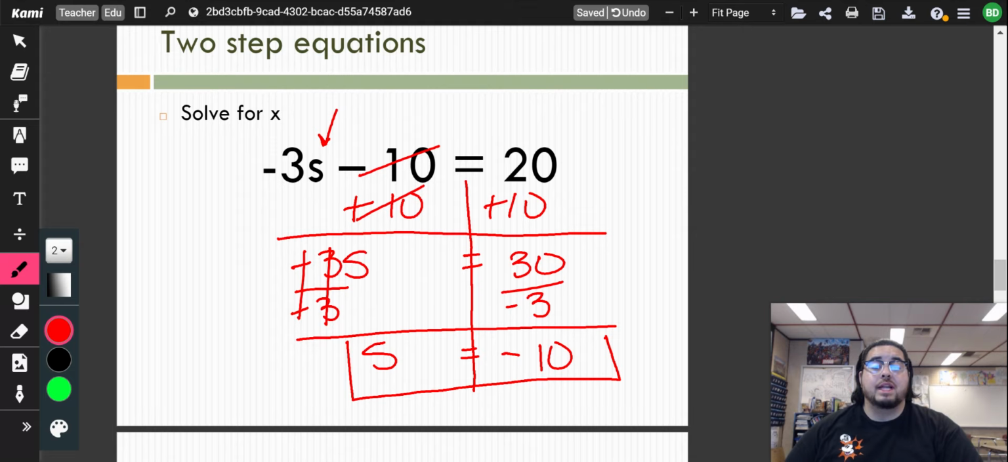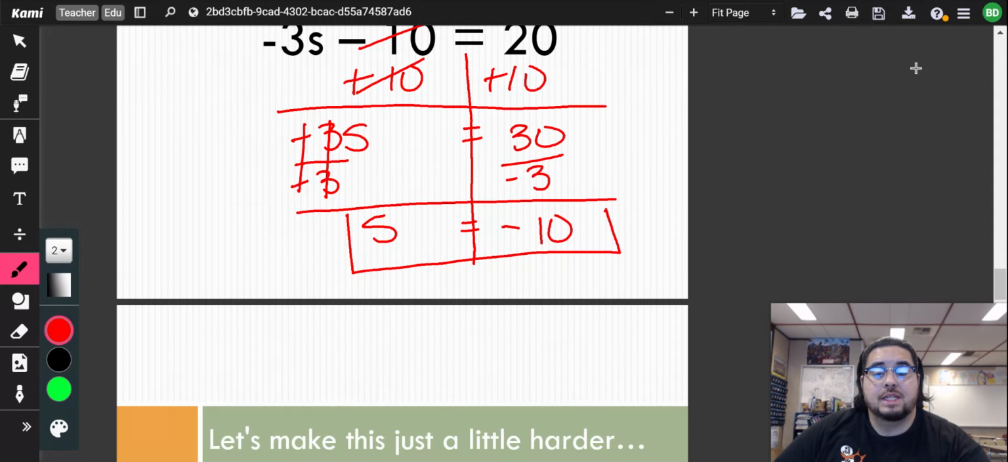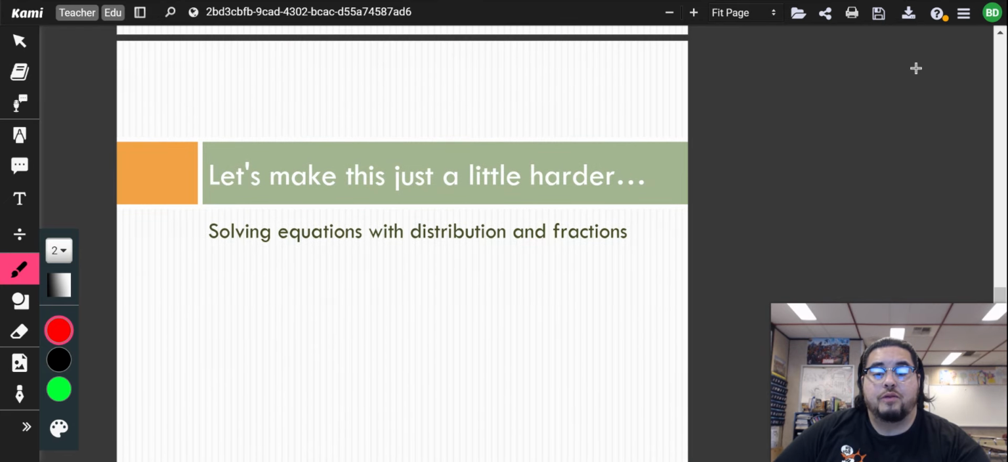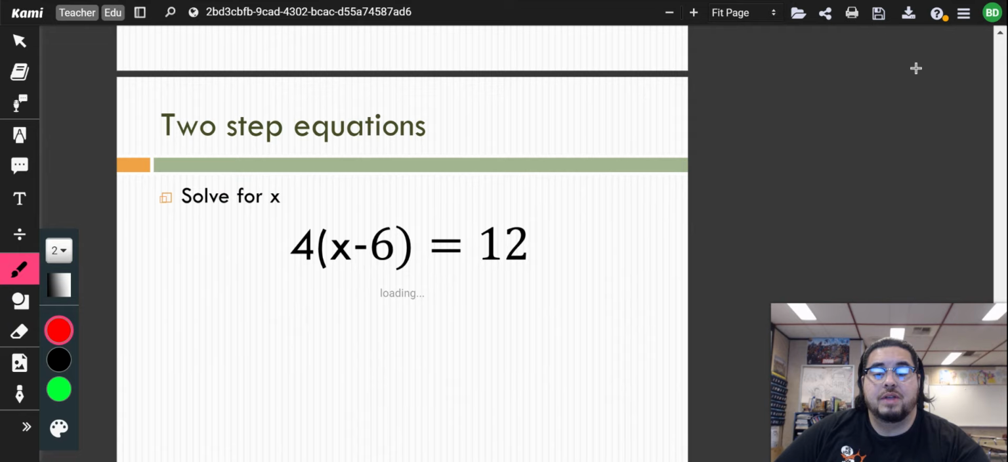Now we're going to introduce problems where we actually have to do some different things. Okay, so we might have to distribute. We might have to deal with a fraction. Okay, so let's look at a couple examples. We're going to step it up a bit, just make things a little bit more difficult. Now, our first problem is going to involve distribution.